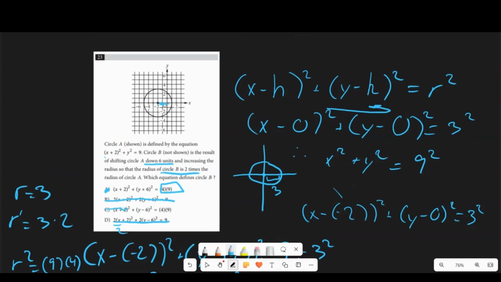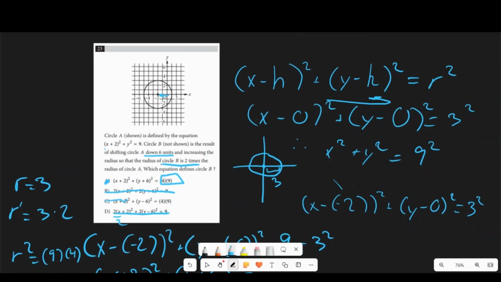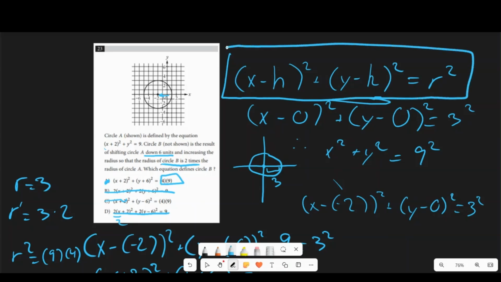So hopefully this video made sense. Let me know in the comments if there's anything that was unclear or any ways that I can improve these videos. In summary, you really just needed to know how the equation of a circle works and basically how to manipulate the equation of a circle, that is, shift it up or down or left or right along the x-axis.